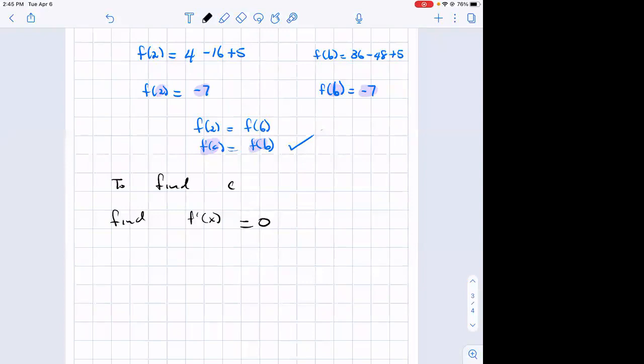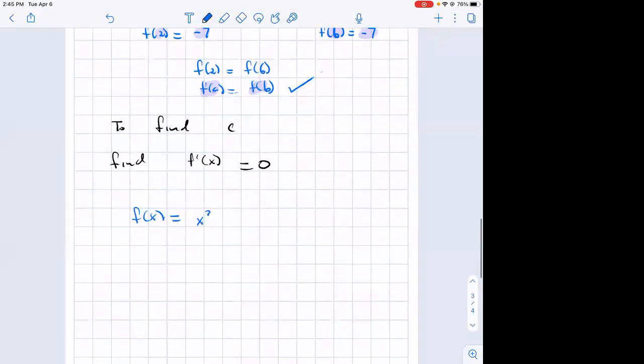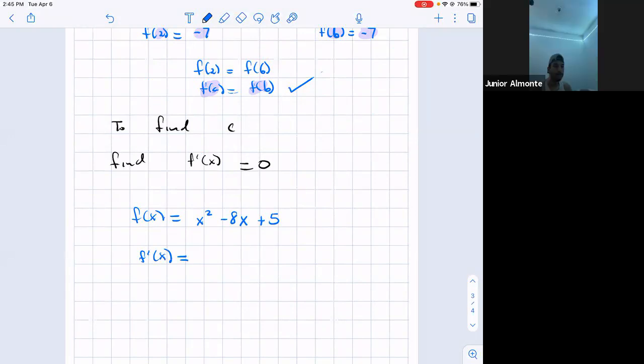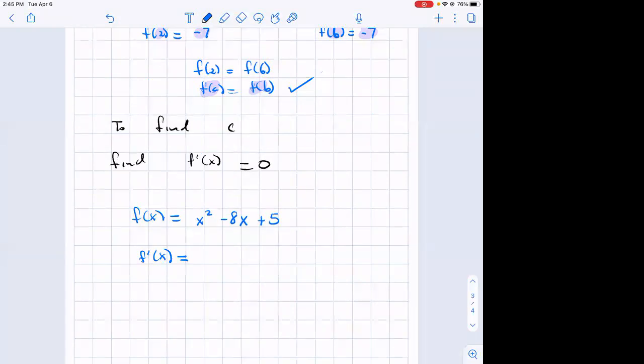So f of x is equal to x squared minus 8x plus 5. Ms. Perez, what is f prime of x?